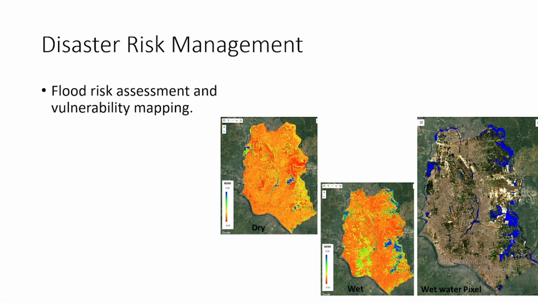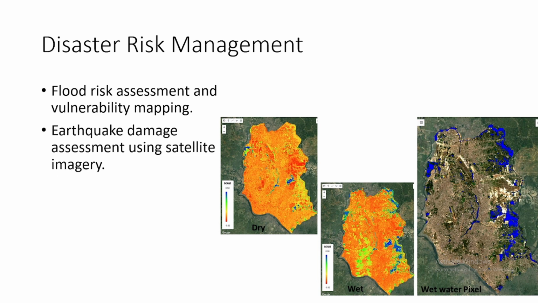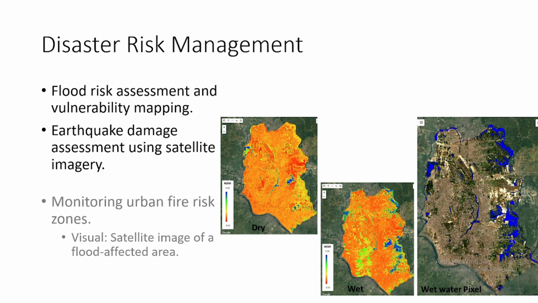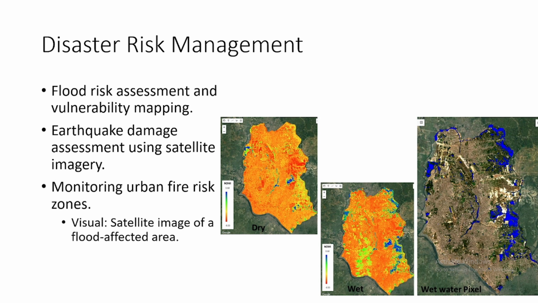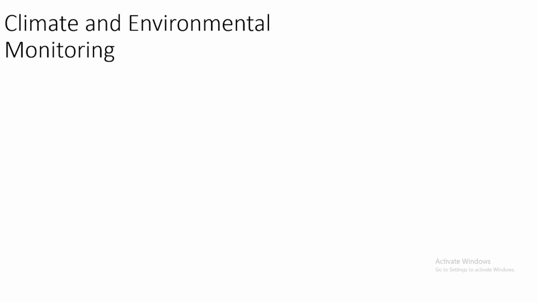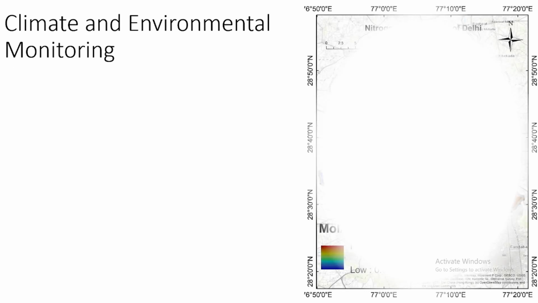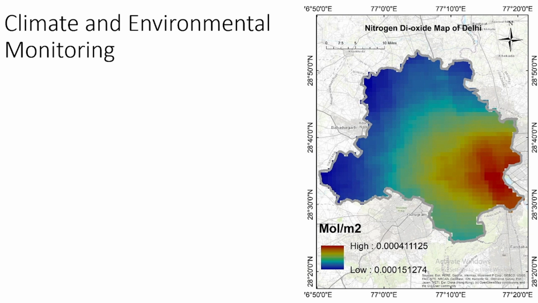Flood risk assessment and vulnerability mapping we also do, as well as earthquake damage assessment using satellite imagery, also monitoring urban fire risk zones. Okay, suppose which place is a fire risk zone, we also try to identify using the remote sensing technique. And then also climate and environmental monitoring. For the climate, basically this type of gas information we can easily generate from the satellite imagery. Basically you can see here in this map, it shows the nitrogen dioxide map of Delhi city.